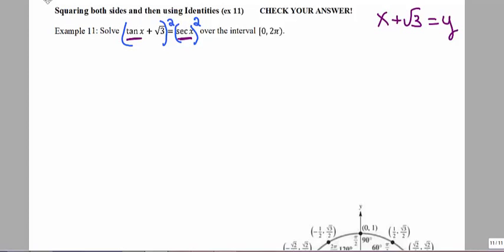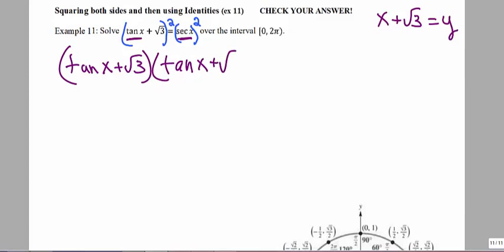Now be careful, when you square both sides, it's tangent x plus square root of 3 times itself. So tangent x plus the square root of 3. So be really careful when you square that two-term side of the equation. Equals, now the other side, when we square secant x, we just get that one term, secant squared x. So over here we need to FOIL though.